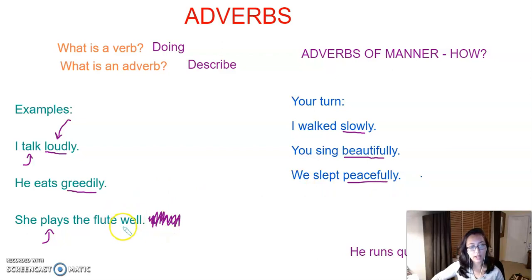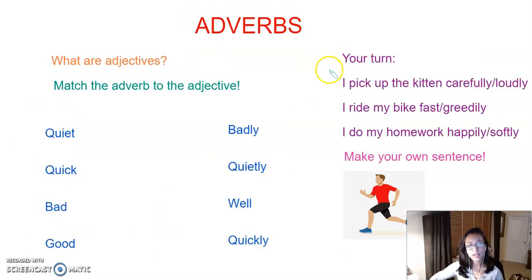So the adverb here is well. Now that doesn't end in ly, so you can see that you can't always add ly to the end of an adjective to get to the adverb. So there are different rules for some different words, and you just have to be careful. So now I'd like you just to match up the adverb to the adjective. So on the left here you have all the adjectives, and I'd like you to get to the adverbs on the right.